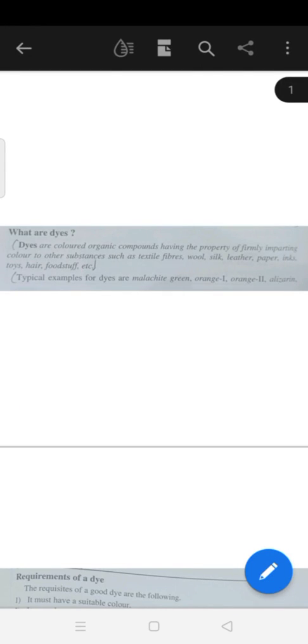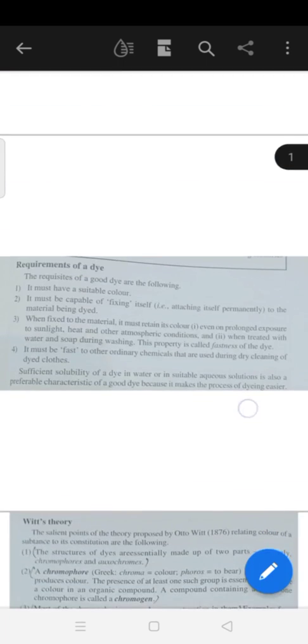Today I would like to discuss dyes. What are dyes? Dyes are colored organic compounds having the property of firmly imparting color to other substances such as textile fibers, wool, silk, leather, paper, inks, toys, hair, foodstuff, etc. Examples are malachite green, orange 1, orange 2, alizarin, etc.